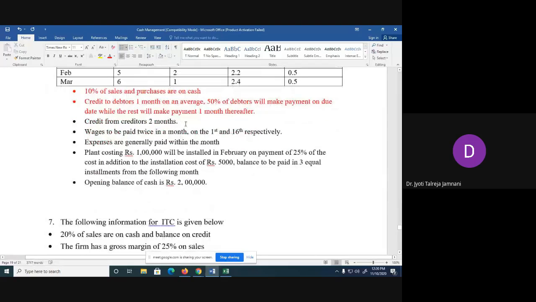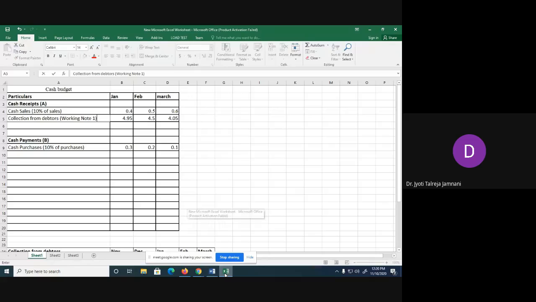Credit from creditors, 2 months. Who are creditors? Creditors are the ones from whom we have purchased goods. So we need to pay them money. So cash purchases was 10%. So we write here credit purchases. It will be how much? 90%, right? 90% of purchases.